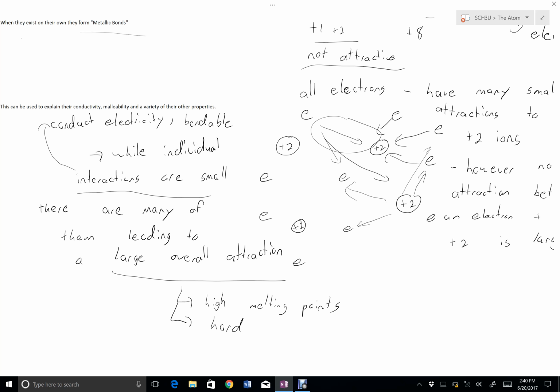They're free to move. But when you consider all of their small interactions as a whole, there's so many of them that you get to a larger attraction, which makes it hard to melt the overall substance, to take electrons out of the overall substance, or to scratch it. But you can bend it without it breaking. The individual electrons aren't stuck in their individual locations. It conducts electricity and it conducts heat very well. The individual electrons can move around as long as they don't leave the material.